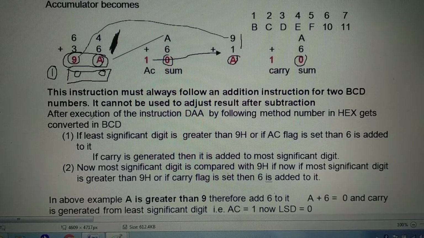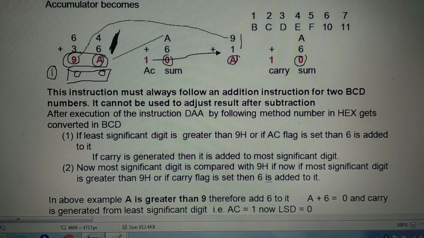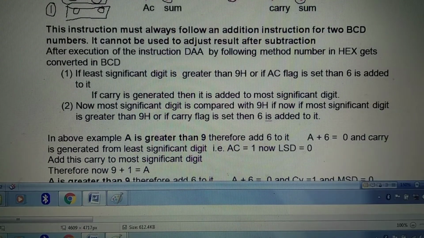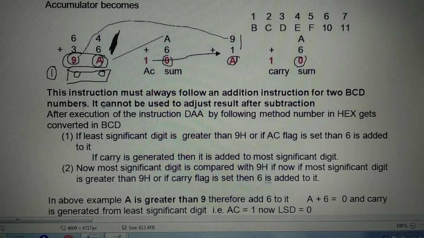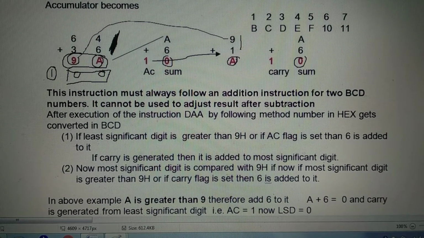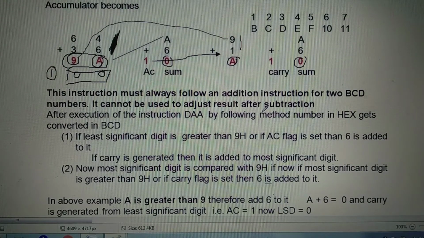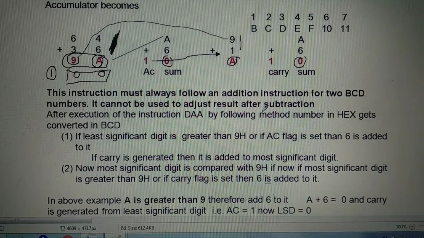Here the rules for how the microprocessor executes the DAA instruction are given. This instruction must always follow an addition instruction for two BCD numbers. It cannot be used to adjust the result after subtraction. That means before execution of the DAA instruction, the previous instruction should be from the arithmetic group. That is, any add instruction should be executed first.